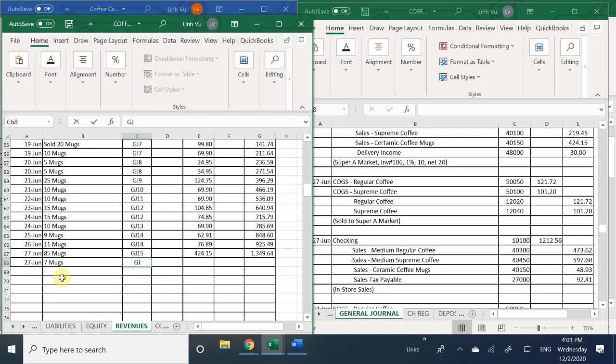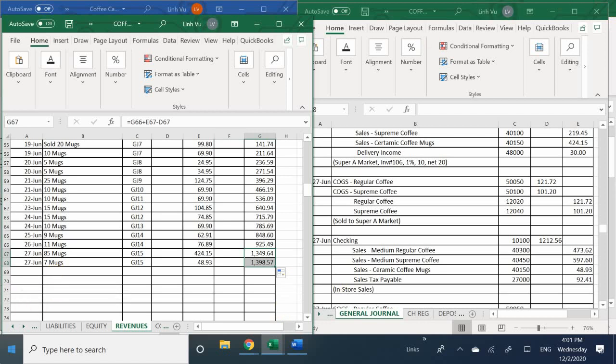Journal 15. And the amount for this one is $48.93. Bringing our total to $1,398.57. Good.